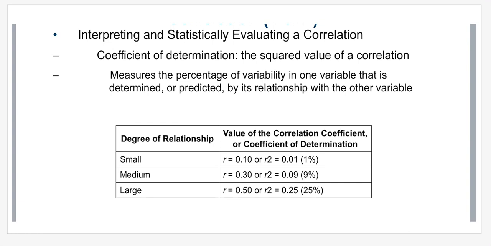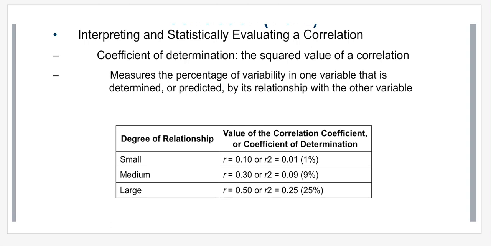Okay. And then with the coefficient of 0.3, then the determination is 9%. So 9% of the variability or the change in one variable can be predicted by its relationship with the other variable.